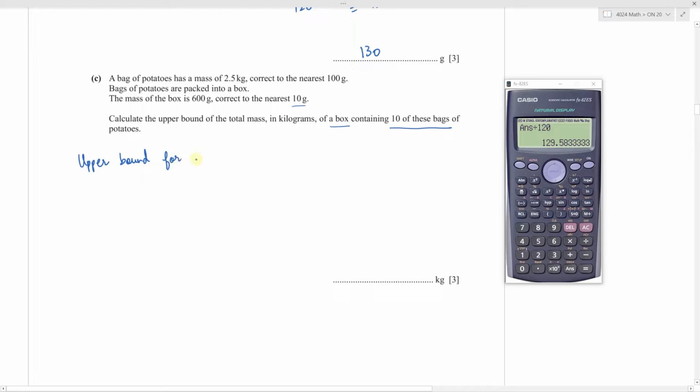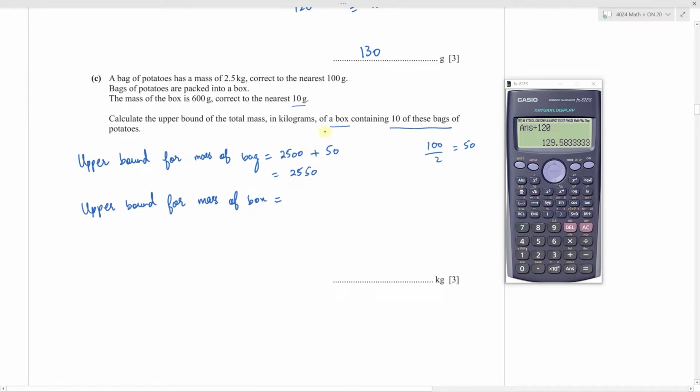So let's first calculate the upper bound for mass of bag. The upper bound will be the mass given, which is 2.5 kg, which is 2500 gram, plus the error value. And the error value here will be 100 divided by 2, which is 50. So 50, and this will be 2550. And then you have to find the upper bound for mass of the box.